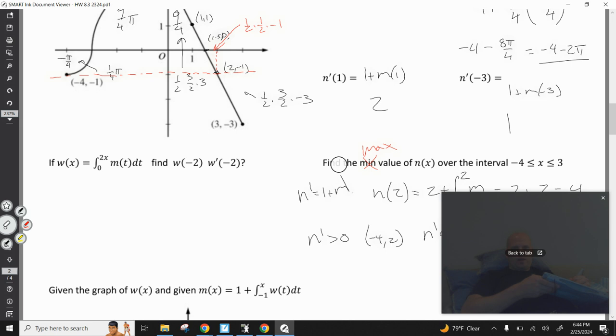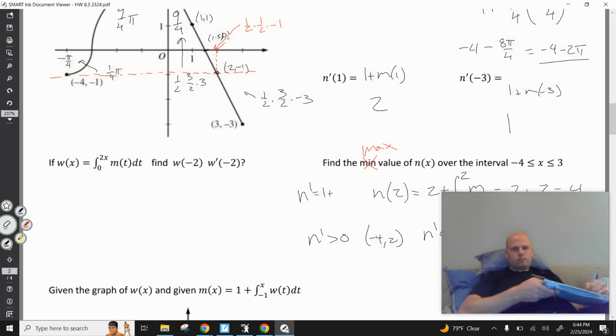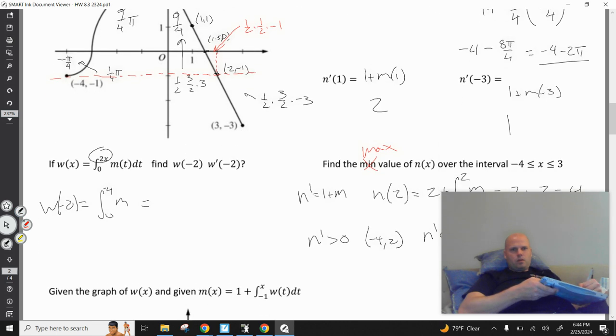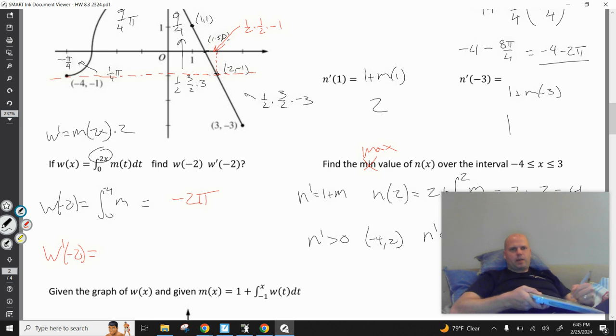And then if we have an accumulation function with that in. We already did that. It's just going to be the negative 2 pi. The derivative of w will be m composed of 2x times 2.